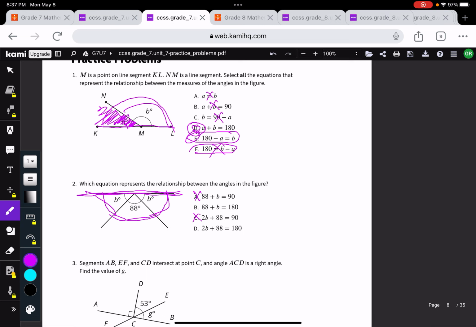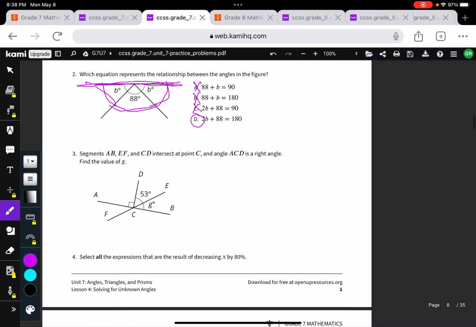But it's either 88 plus B? That's not right. It's not B, because it's 88 plus 2 B's is equal to 180. So that was easy. That wasn't even multiple. We only had to select one. Come on now, challenge me.